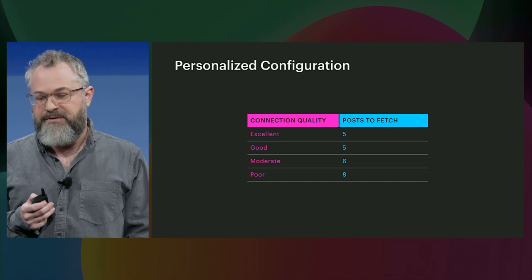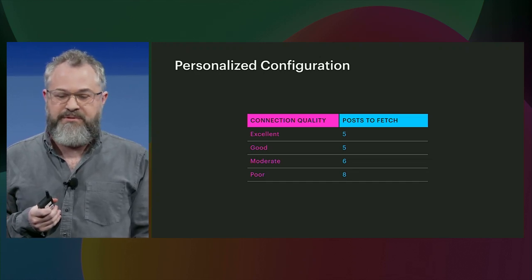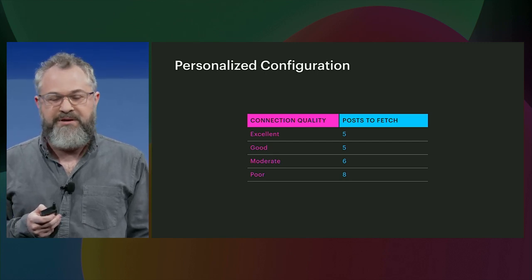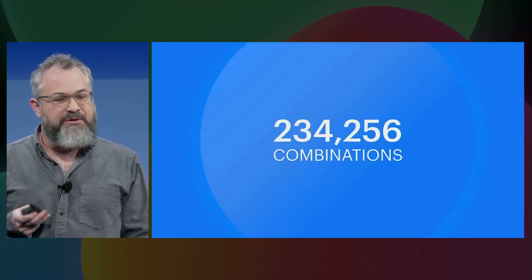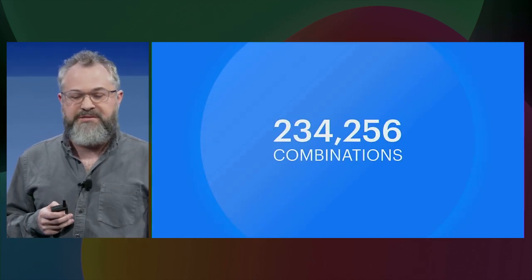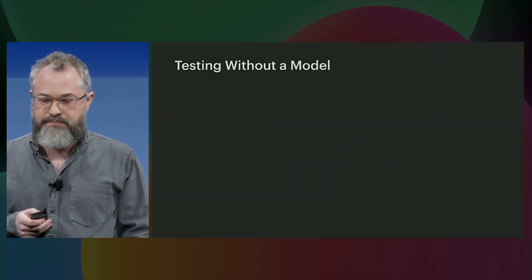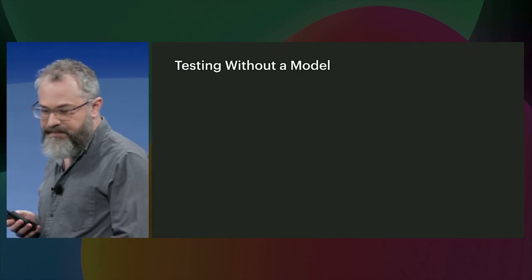There are a lot of different configurations you could try here. Any number between 2 and 24 is reasonable, and so if we multiply this out by the four different connection qualities, there are over 200,000 combinations. So we can no longer exhaustively test this many variants. So how do we go about this optimization problem?